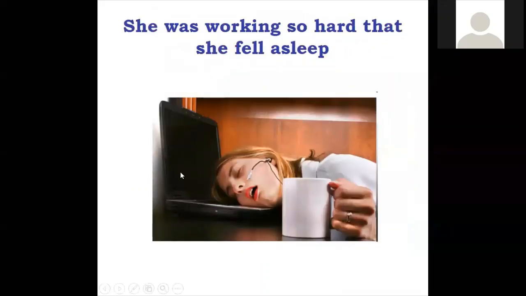Take a look at the girl right here. She seems to be very tired and she fell asleep. So she was working so hard that she fell asleep. How would it be? How would it be, guys? If she hadn't been working so hard, she wouldn't have felt asleep.